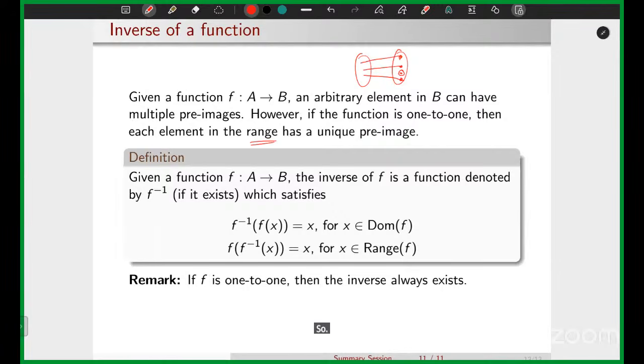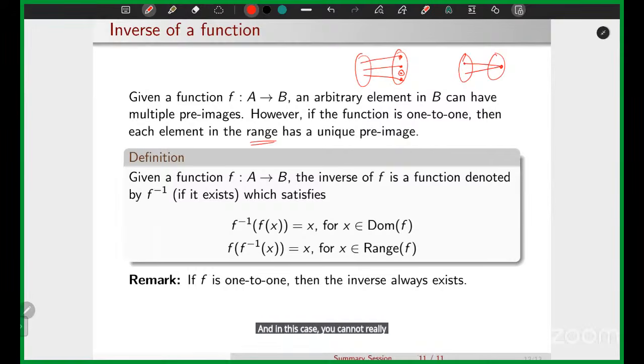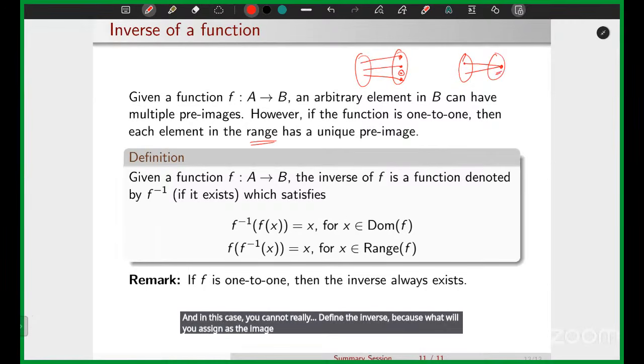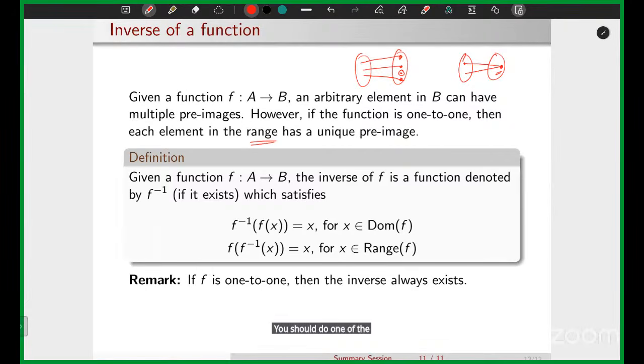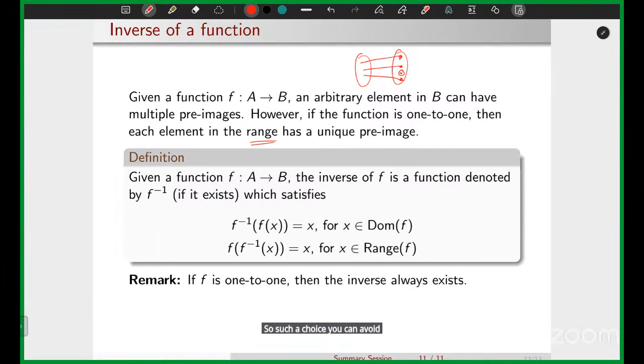So without the assumption that the function is 1-1, you cannot guarantee whether the inverse exists. As we had seen in one of those visual examples, we had something like this. And in this case, you cannot really define the inverse, because what will you assign as the image of this element? You should do one of the two, but that is not a well-defined description. So if there is some choice, then that is not a way to define anything. So such a choice you can avoid by demanding that it is 1-1.